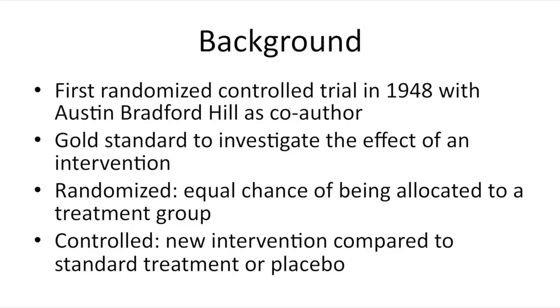The first randomized controlled trial was already performed in 1948 with a very well-known co-author, Austin Bradford Hill, who, for example, is famous for finding the association between lung cancer and smoking. Randomized controlled trials are the gold standard to investigate the effect of an intervention. Randomized means equal chance of being allocated to a treatment group, and controlled means that the new intervention is compared either to a standard treatment, if there exists a standard treatment, or placebo.